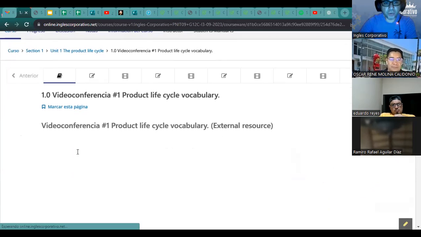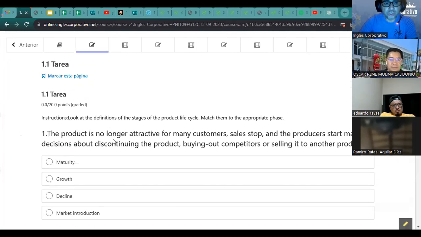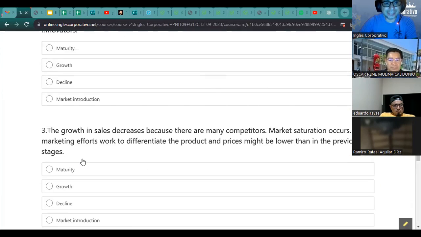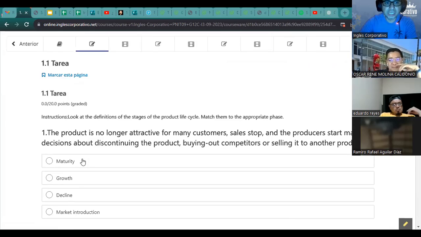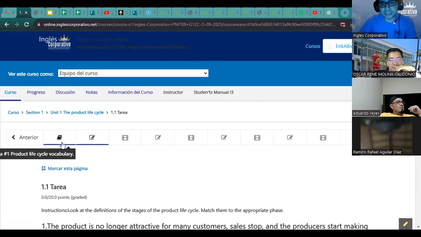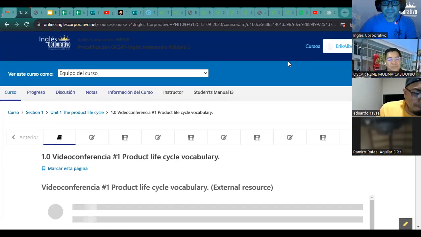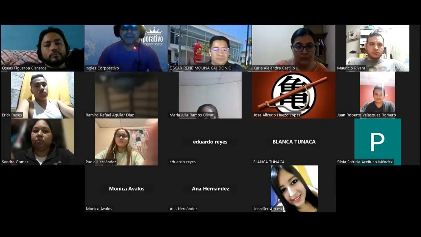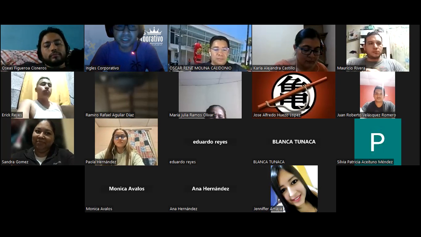So if you have the access to the platform, we just have to move on, right? So as I was showing you, this is the class number one. And then tonight, we need to do the class activity. That is this one. Only four questions. Click the correct one, and that's it. It's going to be very, very easy. Good, nice.